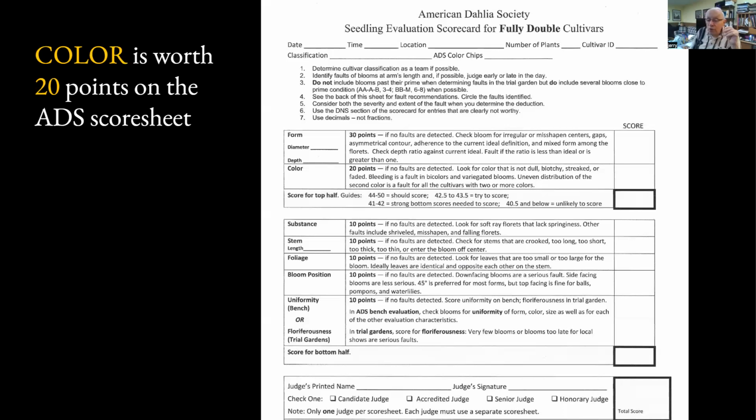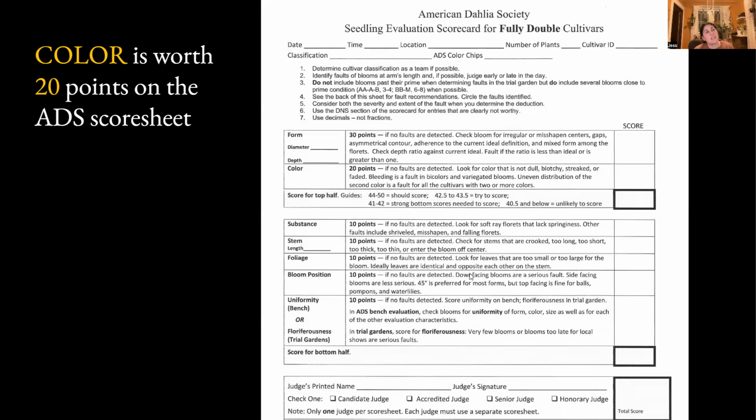So if you're not real crazy about color, blotching, stripes, streak, faded, and so on, then you're not going to give it 17 points. It's going to be something less than 17. And if that's the case, then some of these other characteristics better be pretty high. Otherwise, you'll never get to 85 for that bloom.